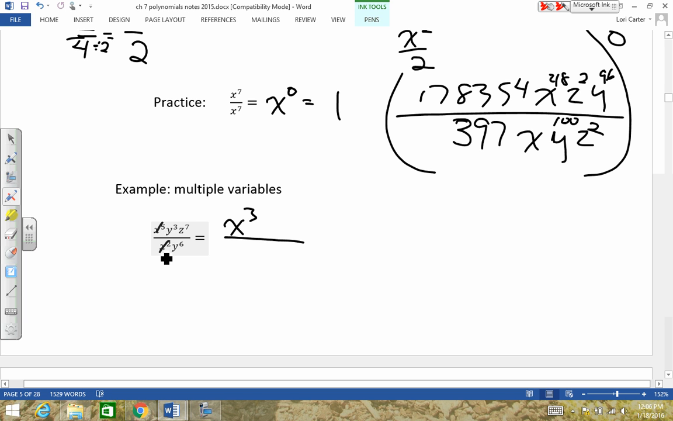Next is y. You'll have a numerator and a denominator here, because it's going to work that way. How do you know? Well, look at your y's. I have y cubed over y to the 6th. Where are most of them at? Bottom, in the denominator. So what's my answer going to be? y to the 3rd in the denominator, because I have 3 here and 6 here. So that means I'm going to have 3 in the denominator.